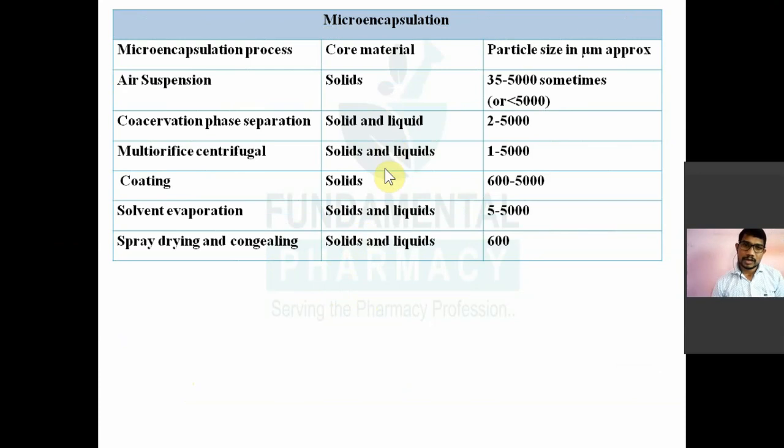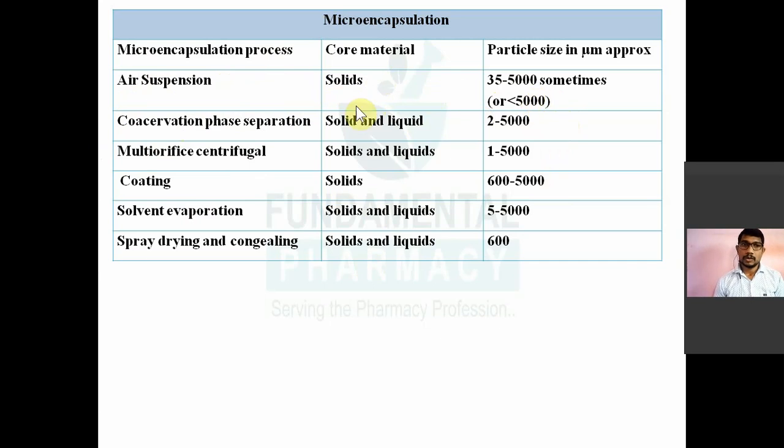Okay, so now this chart is very important for you as far as GPAT, NIPER is concerned. So here I have summarized different methods of microencapsulation, the core material used for that method, and the approximate particle size of that core. Okay, so on this chart they used to ask questions, so you have to be clear about this chart. Okay, so microencapsulation process, first one is the air suspension. So air suspension जो मेथड है उसमें आपको किसको एनकैप्सुलेट कर सकते हो, सॉलिड को. ठीक है, और आप किस सॉलिड पार्टिकल साइज रेंज को कर सकते हो, 35 to 5000 micron.